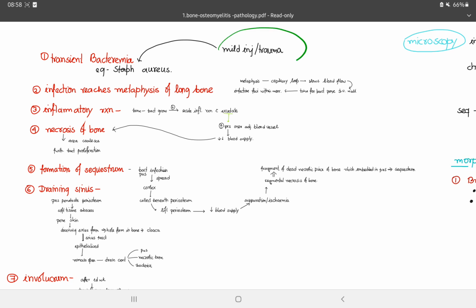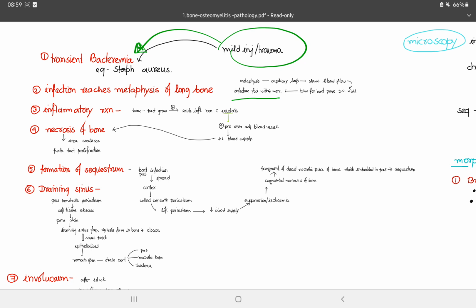When there is any mild trauma or injury, the organism will enter into the blood and cause transient bacteremia. As the metaphysis has capillary loops, blood flow is slow there. So bacteria get time to penetrate the blood vessel wall, and they form an infective focus within the marrow.